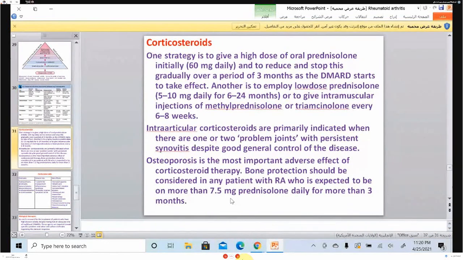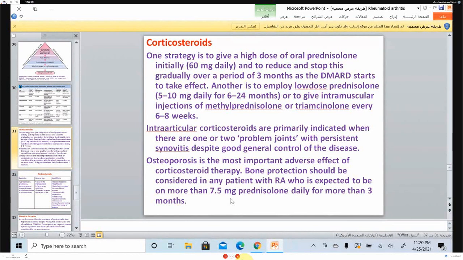Corticosteroid: one strategy is to give a high dose of oral prednisolone 60 mg daily and to reduce and stop this gradually over a period of 3 months as the disease modifying drugs start to take effect. We give it with the disease modifying drugs because they are delayed in their action, so we start with a high dose and then reduce it as they start to work. Another is to employ low dose prednisolone 5 to 10 mg daily for 6 to 24 months, from 6 months to about two years.